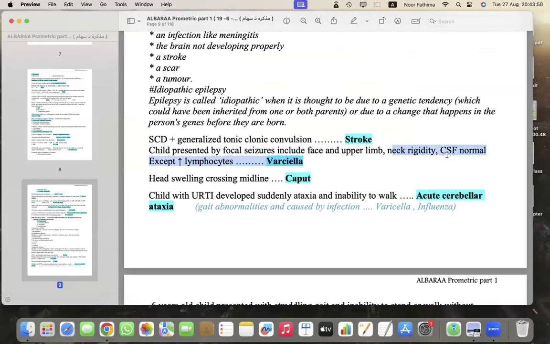Child presented with focal seizures, including face and upper limbs, and there is neck rigidity. CSF normal, except for increased lymphocytes. Increased lymphocytes means it is viral. So most probably a varicella cause.